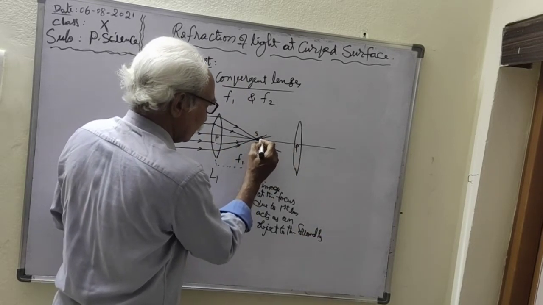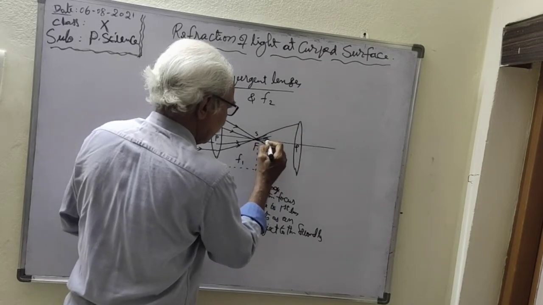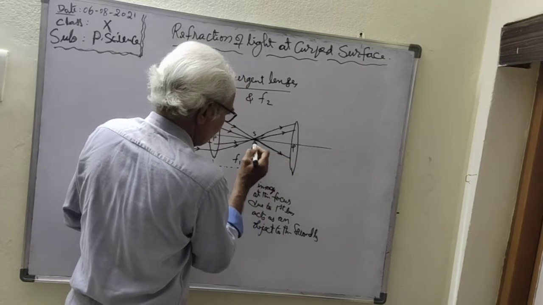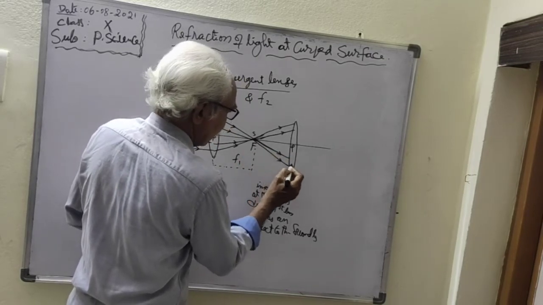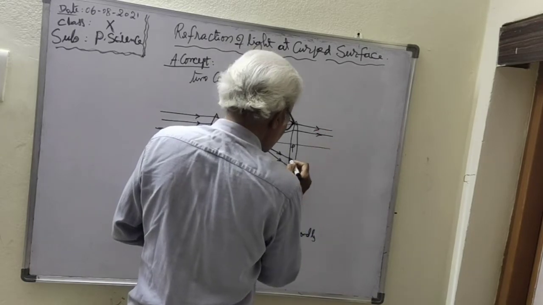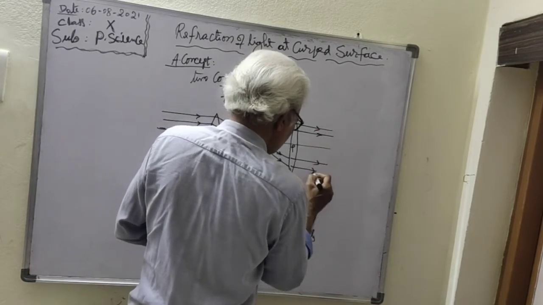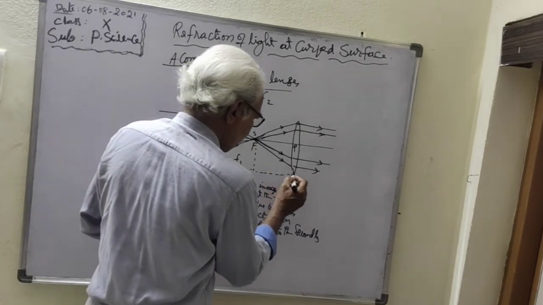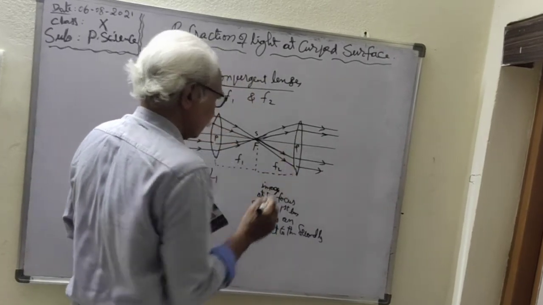So now these light rays are incident at an angle so that these refracted rays are parallel. Again, these refracted rays are parallel. So what is the answer we can write? This length is called the focal length of the second lens.